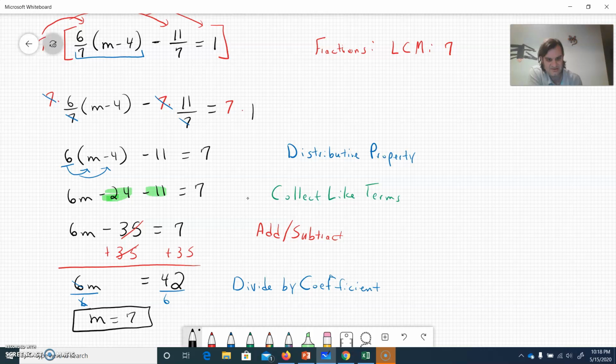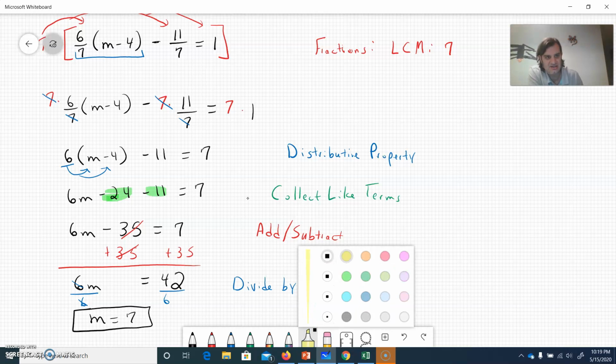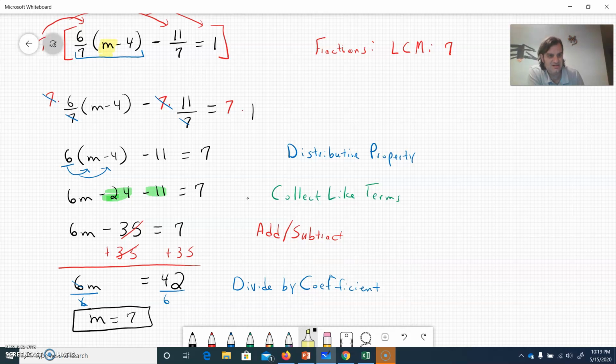So just as a reminder, if you want to check this, you come all the way back to the original, put that 7 in for the m, and if you do your order of operations right, it should balance out, and you should get 1 on the left and 1 on the right.